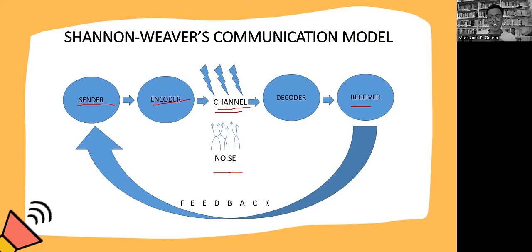And the decoder here is the reception place of the signal, which converts signals into message, a reverse process of encode. Again, the decoder is a reverse process of the encoder. And the receiver is the destination of the message from the sender. And lastly, the feedback is the reaction to the message. And those are the variables of Shannon and Weaver's communication model.